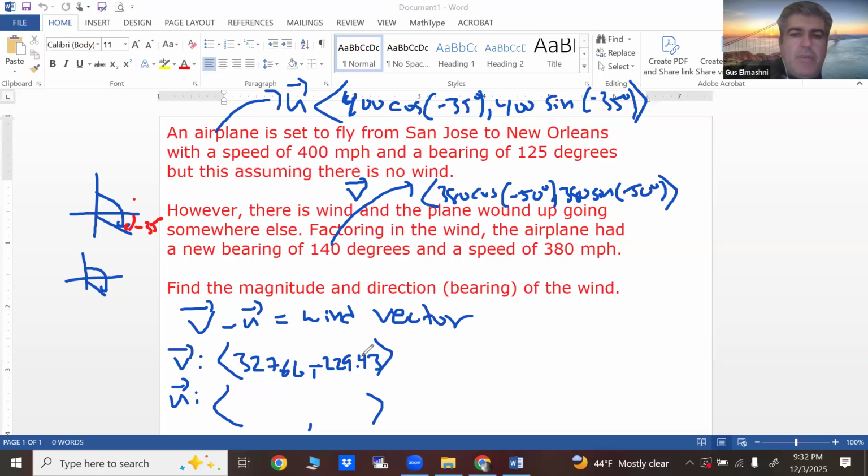Question in the chat. Not necessarily one. Emma, we'll talk about that later. And then if I do 380 cosine of negative 50, so 244.26.